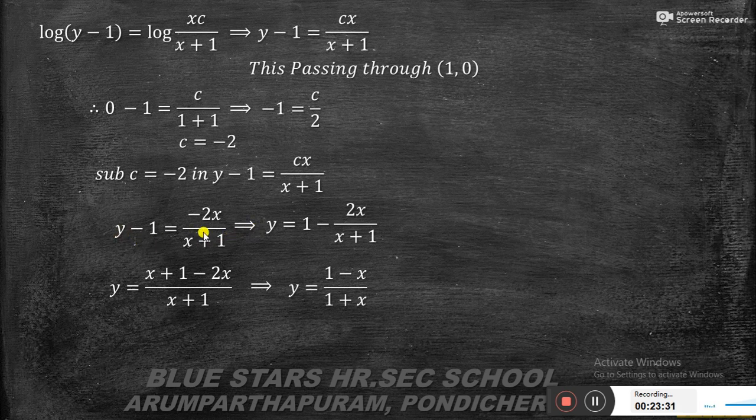That means y equal to this minus 1, I write in the right hand side. So plus 1, (1 minus 2x) by (x plus 1). I'm just doing the cross multiplication. (x plus 1) into 1 is x plus 1, minus 2x, by (x plus 1). That means I write it x minus 2x is minus x, (1 minus x) by (1 plus x). Therefore y equal to (1 minus x) by (1 plus x). This is the equation of the curve. We find out the answer.